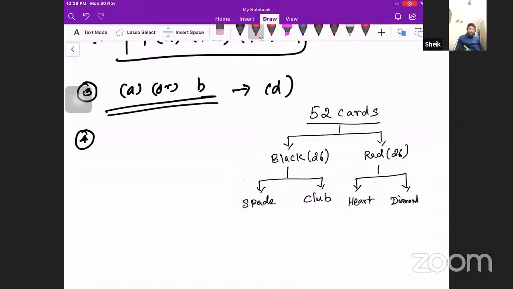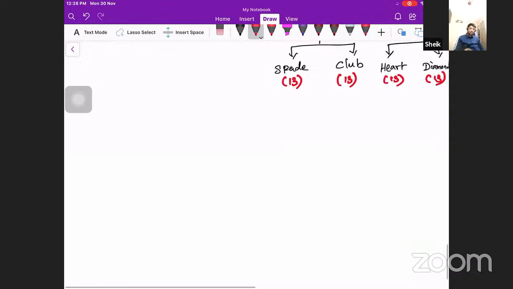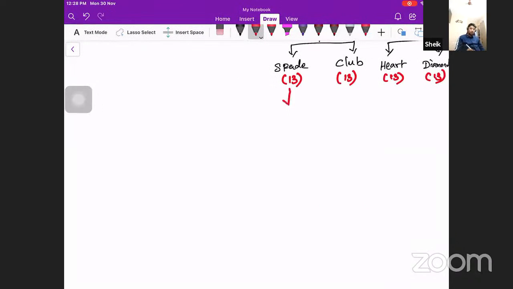Each suit will have 13 cards. What are those 13 cards? I'll tell you.